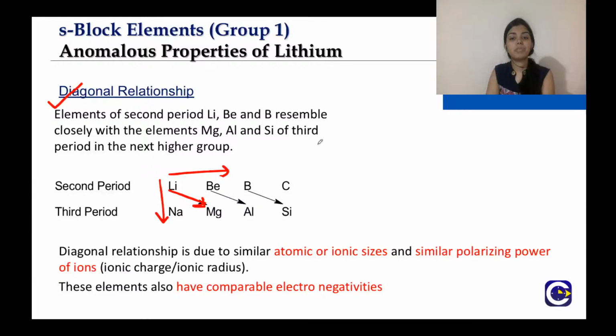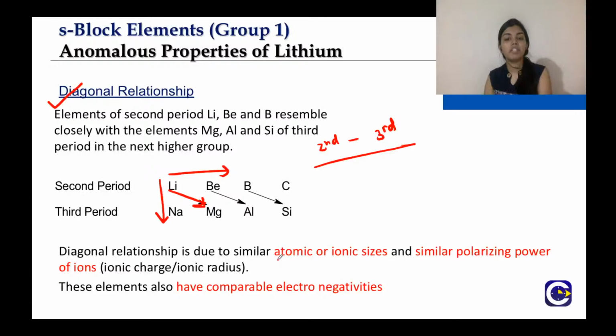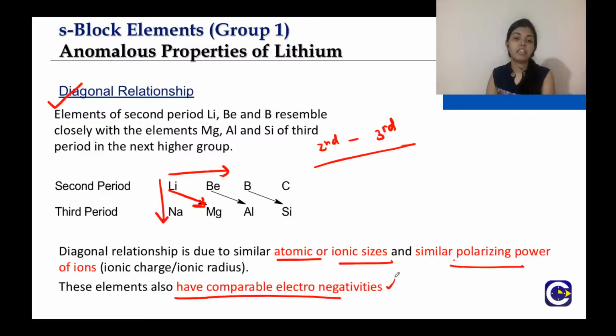So, diagonal relationship is between second period and third period members. Lithium and magnesium, beryllium and aluminium, boron and silicon. Why is it there? Because of the similar atomic or ionic sizes, and also they have similar polarizing power, right? And they also have comparable electronegativities. So, these are the factors that are commonly shared by the elements which show diagonal relationship to each other.